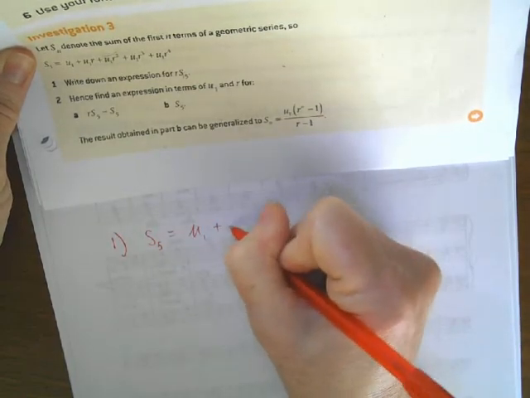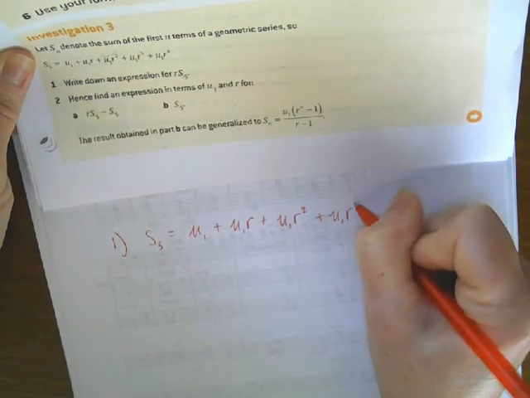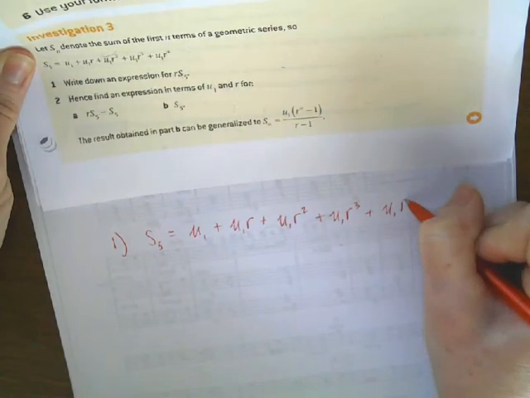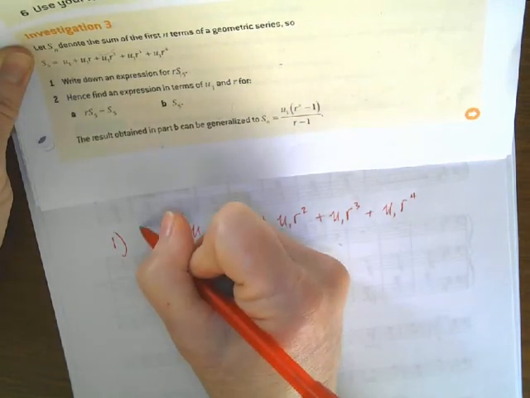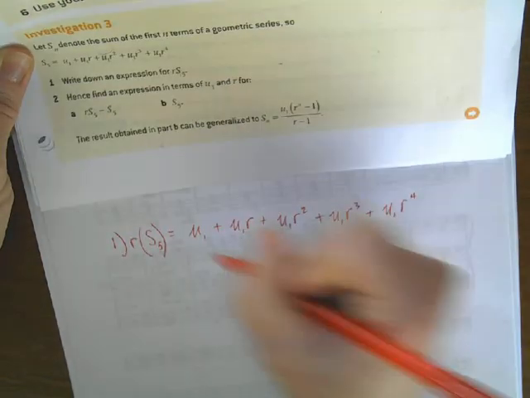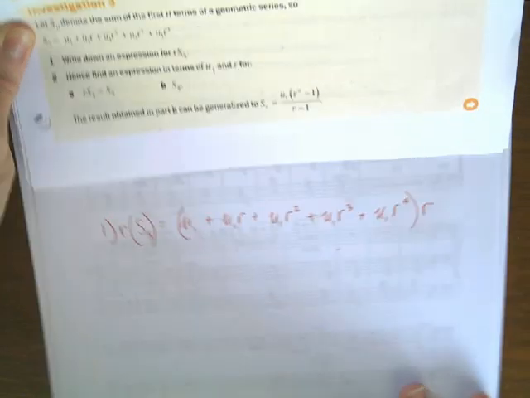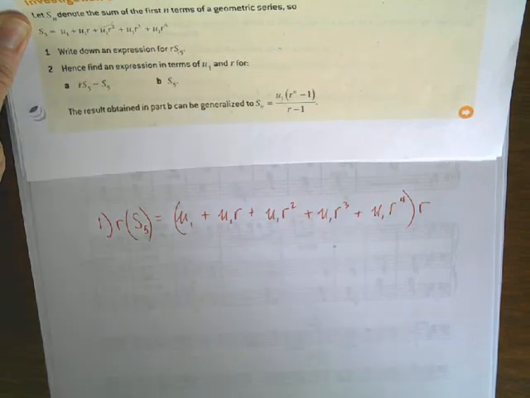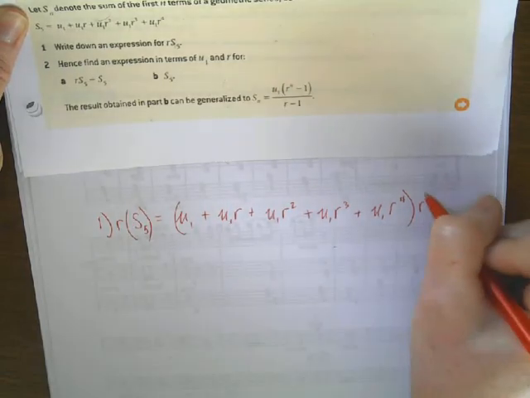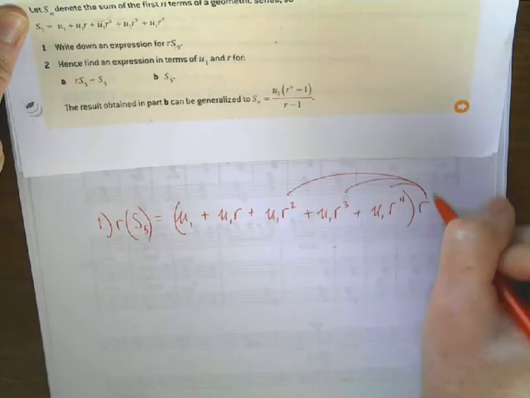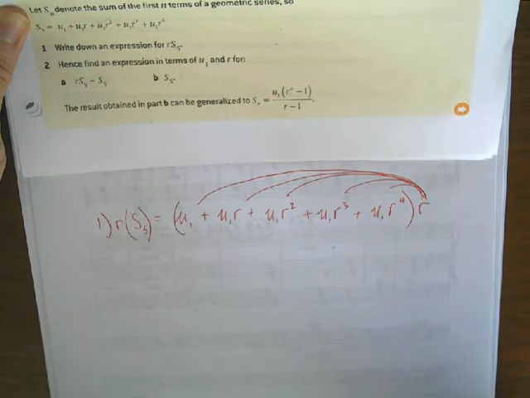Let's just write it again, and we're going to multiply it by r. So I'm multiplying the sum of the first 5 terms by r, which means everything on this side of the equation also has to get multiplied by r. That's what they want us to do here on problem 1. Let's distribute this r to every term inside the parentheses, so every term is going to get multiplied by r.